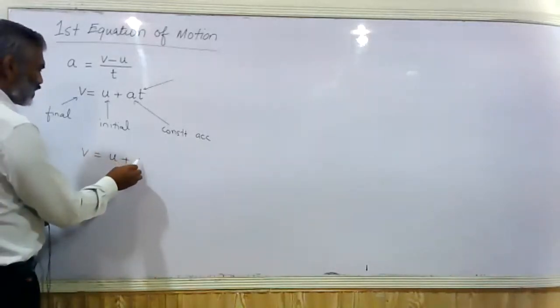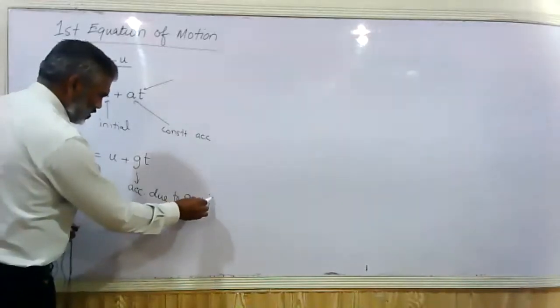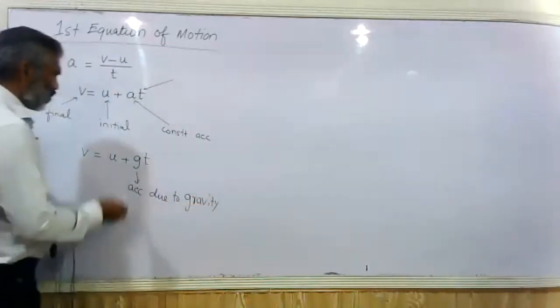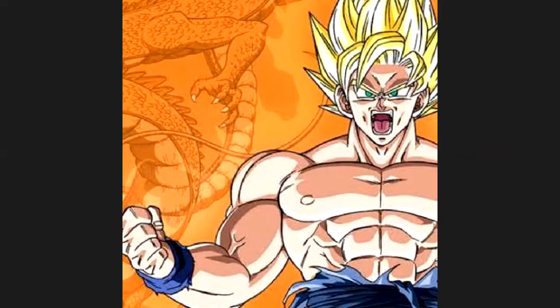all those situations where an object is falling freely or is thrown upward, because the acceleration then becomes the acceleration due to gravity. So while this equation is used in situations when the object is moving on the road, this equation is used when the object is falling freely or is thrown upward.